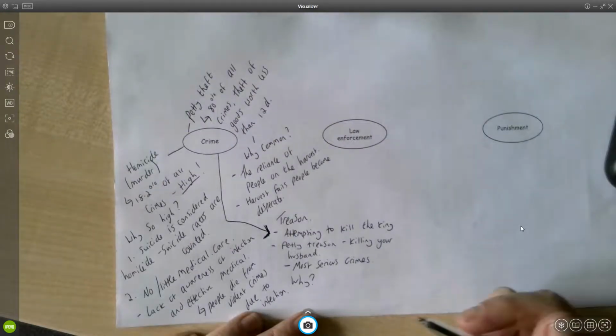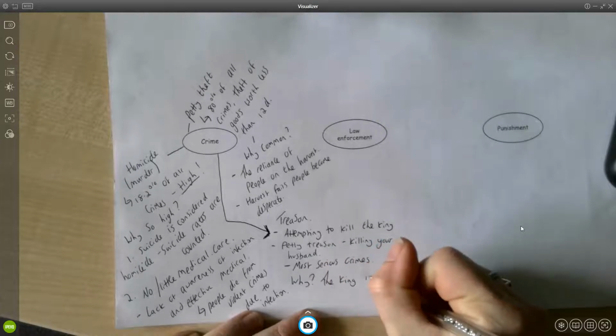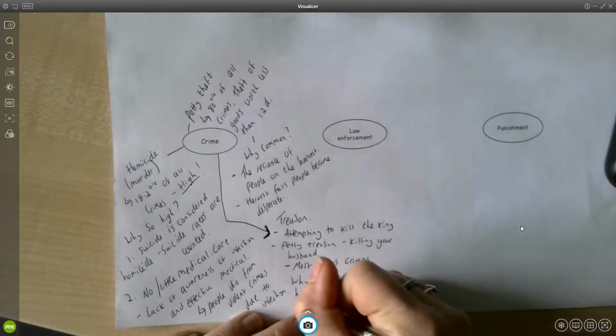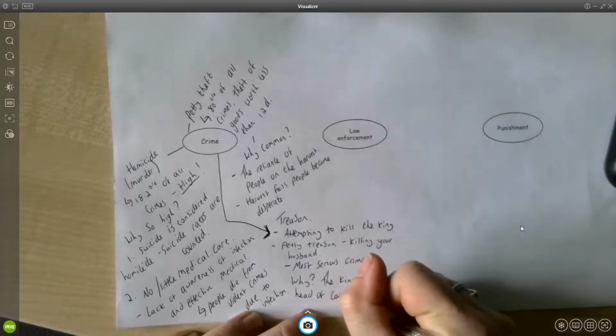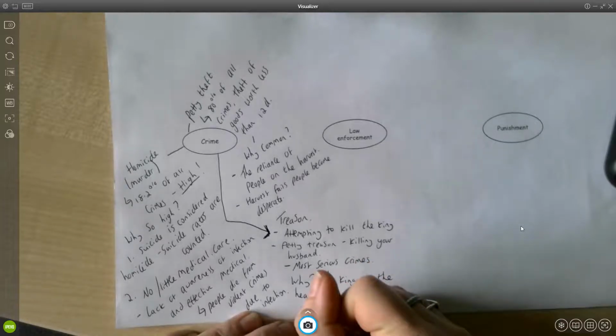So we'll just write that down. So why? The king is the head of the country. His control is not secure.